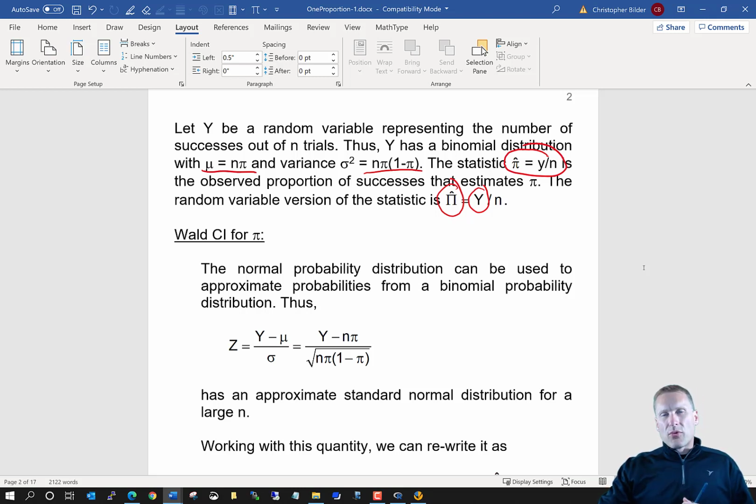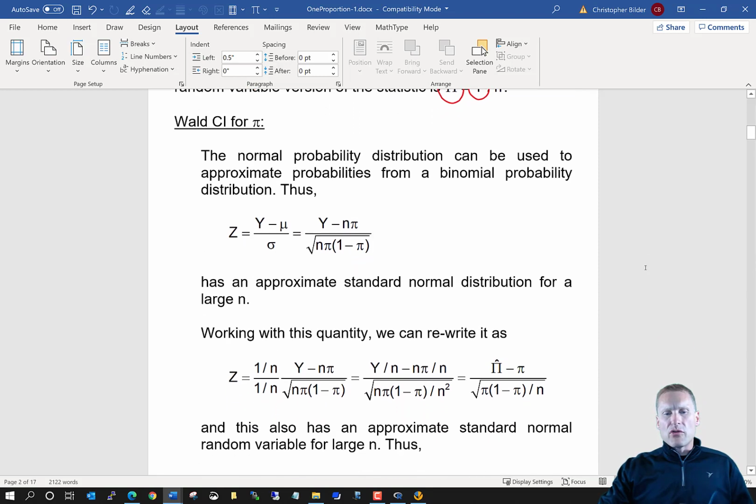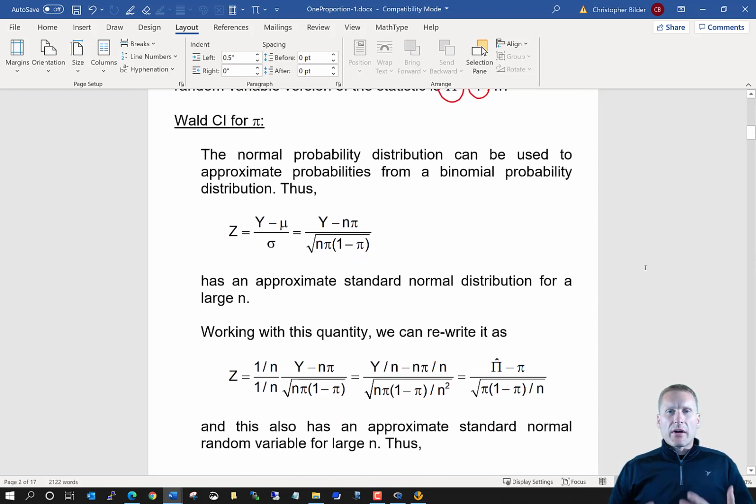Now, probably still the most used way to do a confidence interval for pi is with what's called a Wald confidence interval, named after the person who developed some methods to do this kind of interval. This is not a good one to use. We won't use it, but it helps to still talk about its development so that you have an idea of how these two other intervals that we will use actually come about.